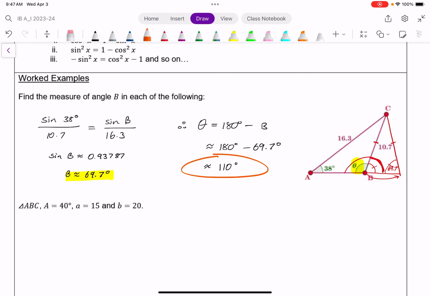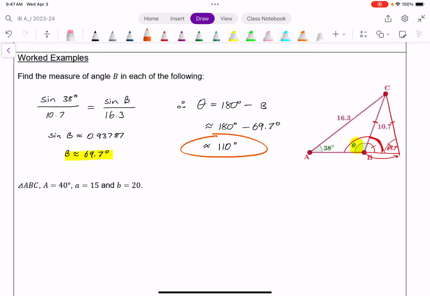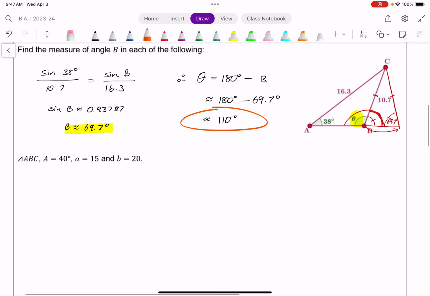Now, in this case, I had a diagram. In the second case, I don't have a diagram. I have triangle ABC, angle A equals 40 degrees, side a is 15 units, side b is 20. Now, I can set this up any way I want. I should get the same answer.